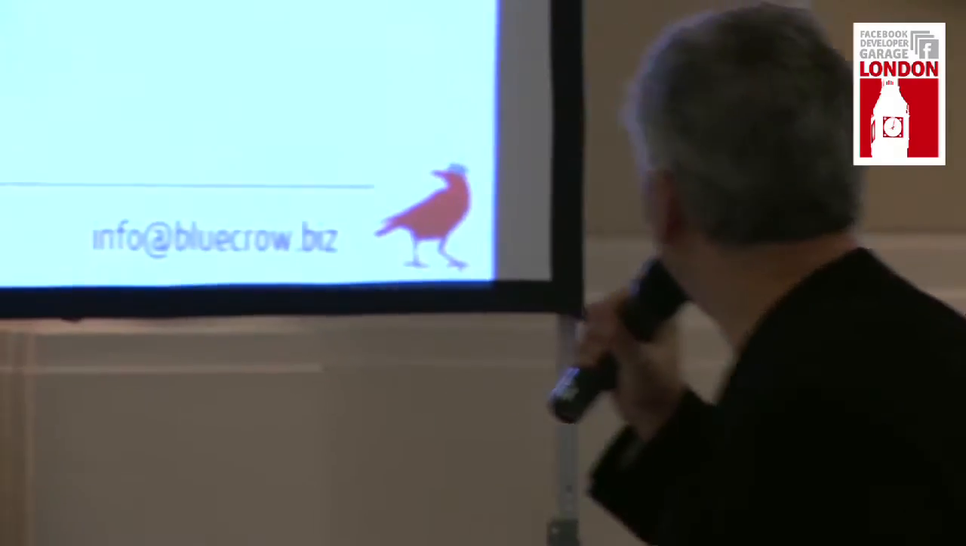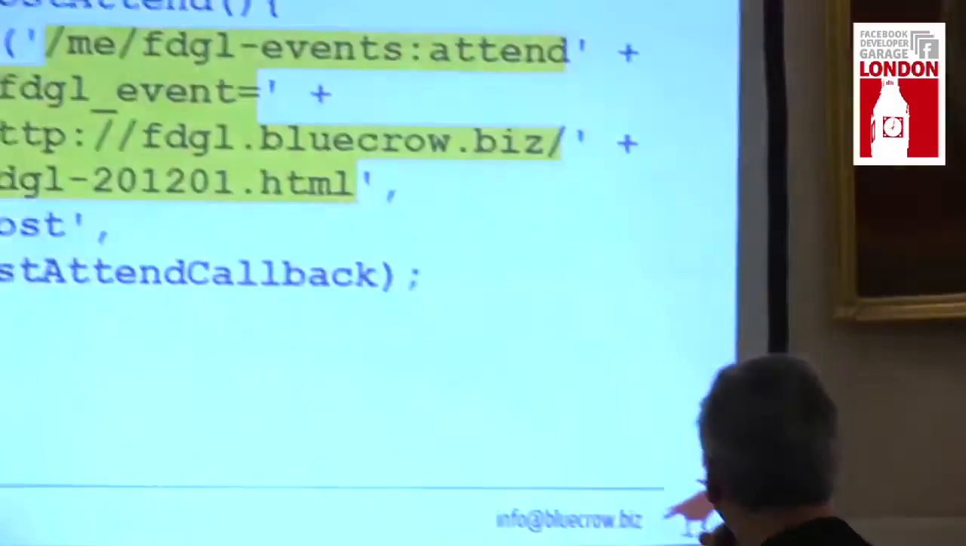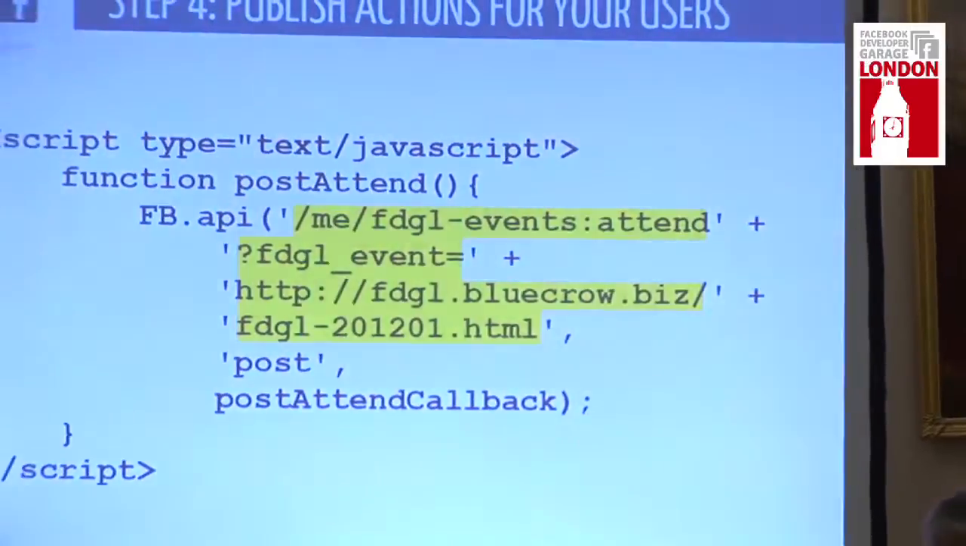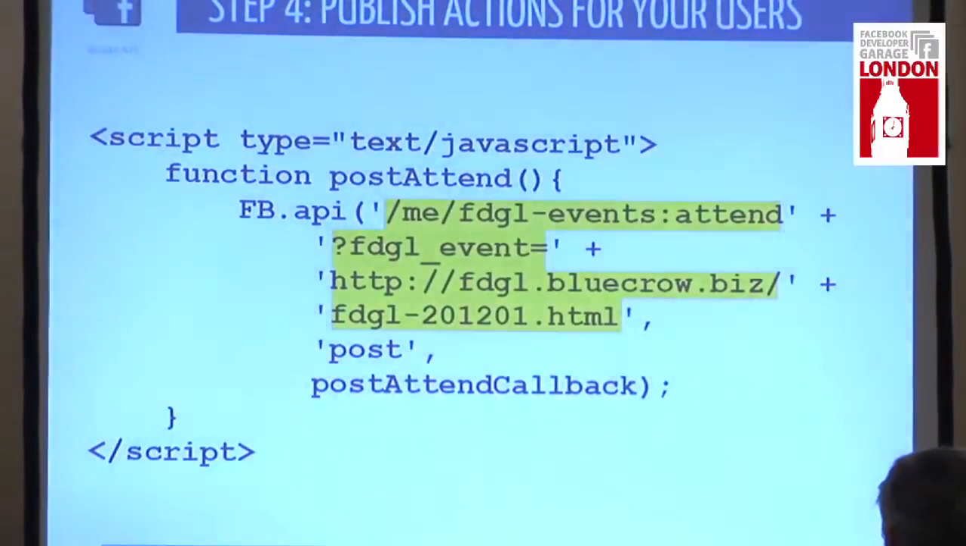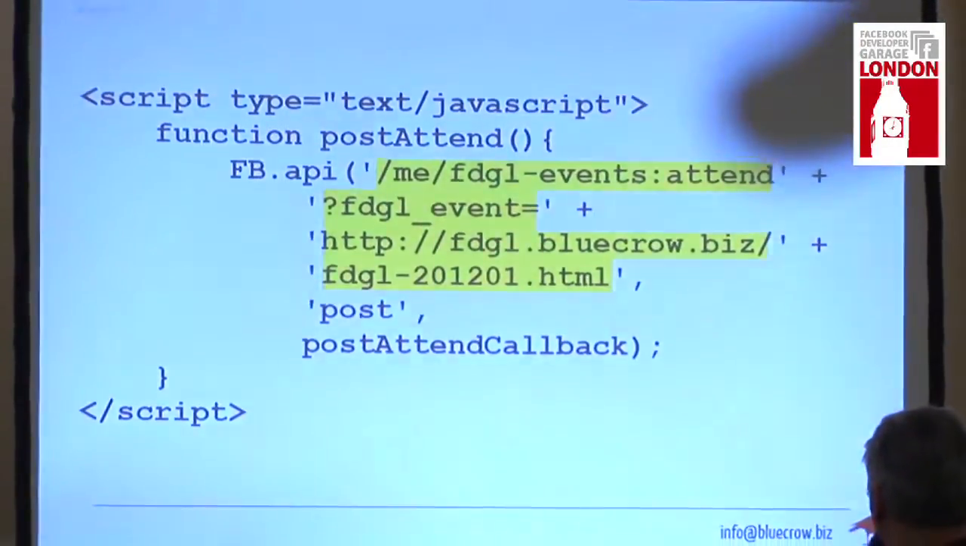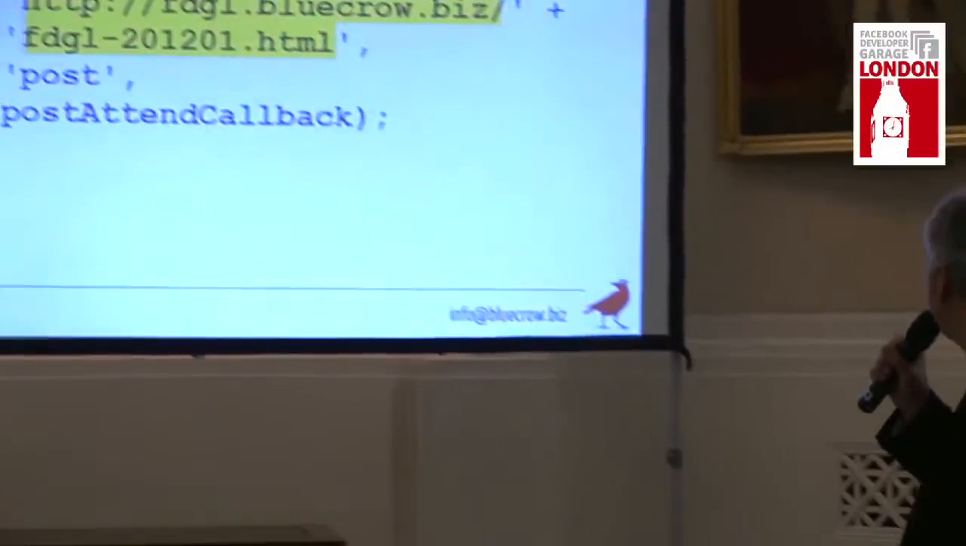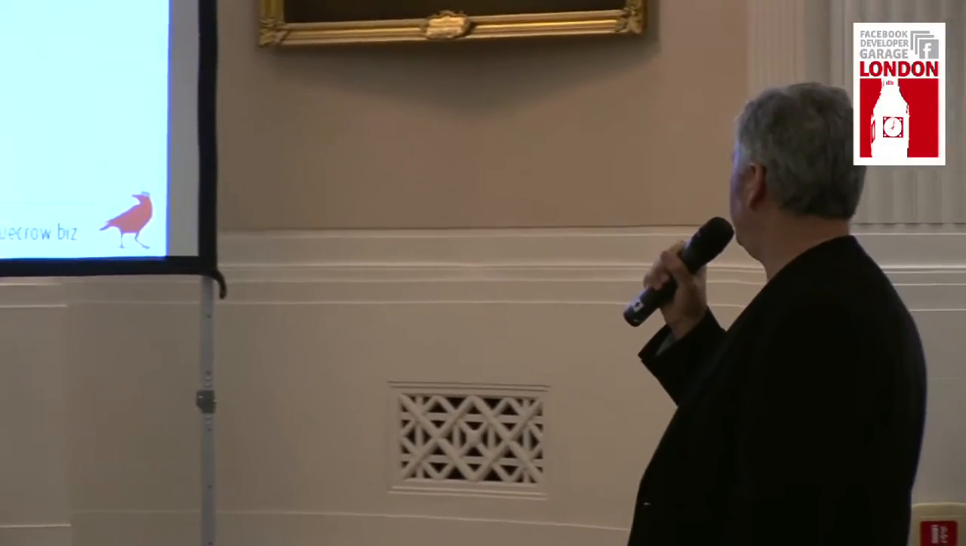But what we're going to do is take these here, and we're just going to copy them and paste them into a script for the Facebook SDK. So we just put those two things together, and what we have here is we're going to post to me/FDGL events. That FDGL events is the namespace. That was that thing we first typed in when we created the application. And within that namespace, we're going to use the attend action.